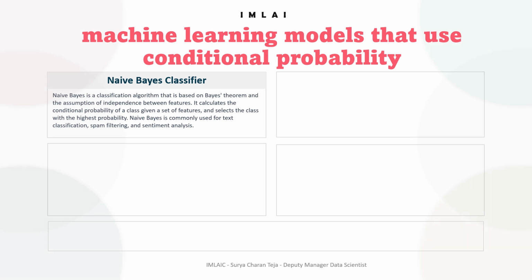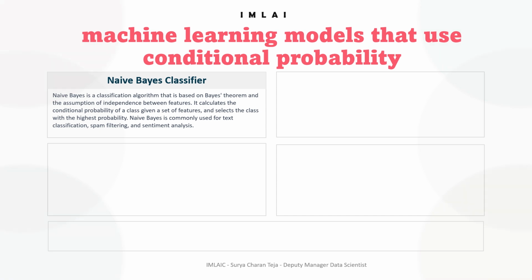Naive Bayes is a classification algorithm that is based on Bayes theorem and the assumption of independence between features. It calculates the conditional probability of a class given a set of features and selects the class with the highest probability. Naive Bayes is commonly used for text classification, spam filtering, and sentiment analysis. This is very important.